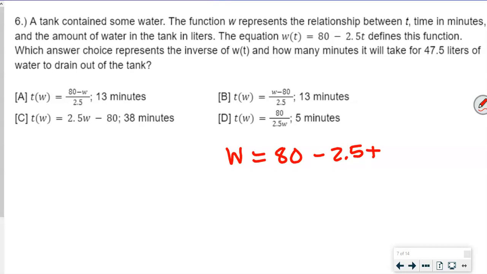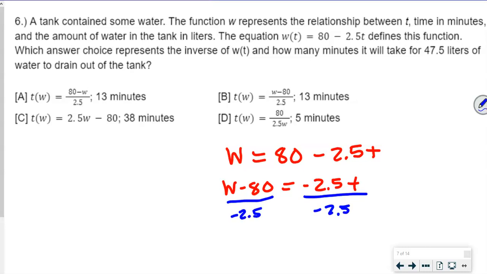So the first thing we're going to do is subtract the 80. So w minus 80 equals negative 2.5t. Then we're going to divide both sides by the negative 2.5, sorry. So t is going to be equal to w minus 80 divided by negative 2.5.